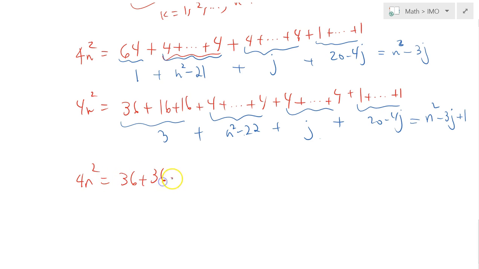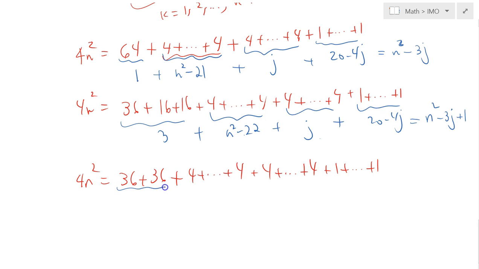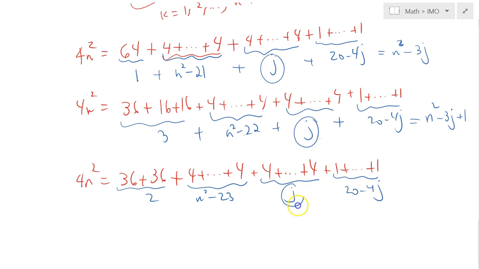Finally, 36 plus 36 plus 4 plus up to 4, and then again I'm splitting the 4s carefully, plus 1 plus 1. Now I count them the following way. Here I have already 2 of them. Here I will have n squared minus 23 of them. Here I will have j of them, and here I will have 20 minus 4j. You can think of j as my choice variable, and my choice variable in a sense in mod 3, right?